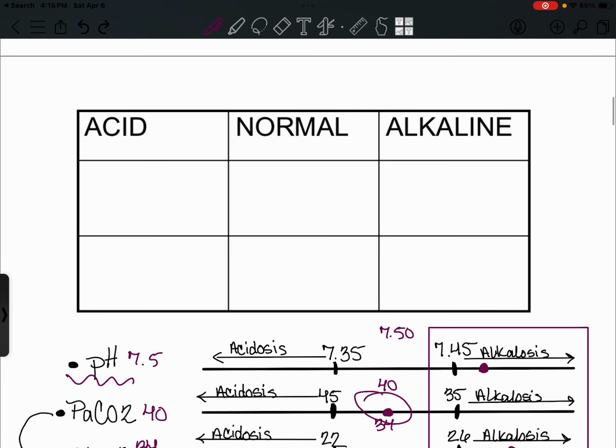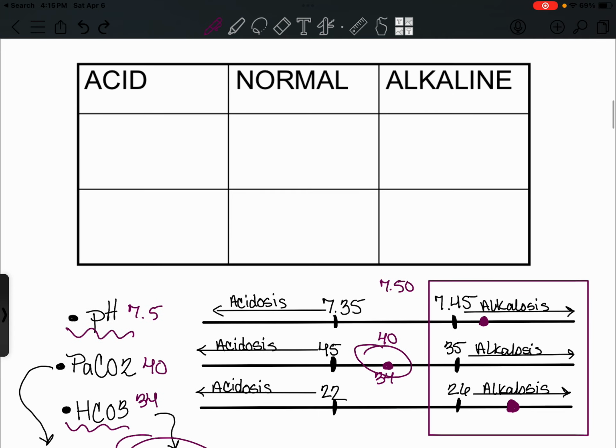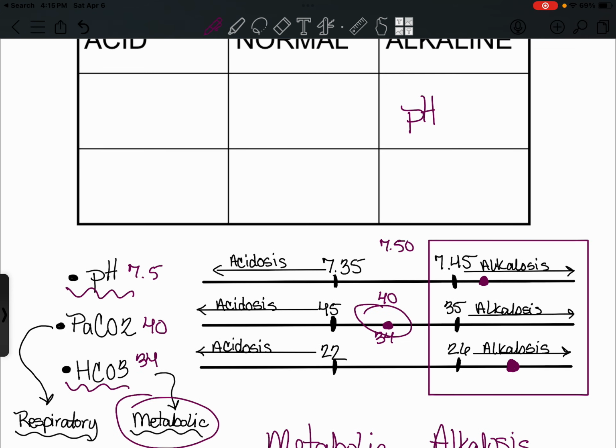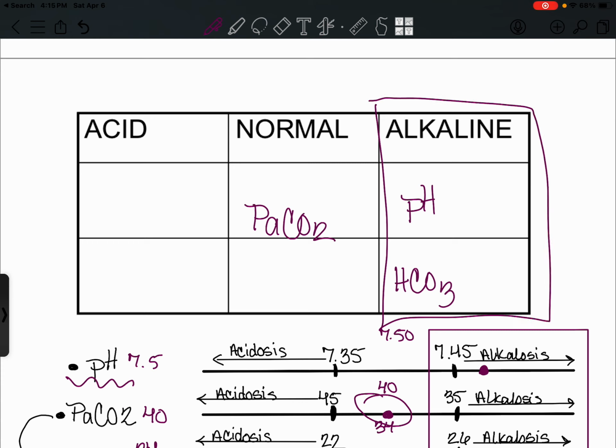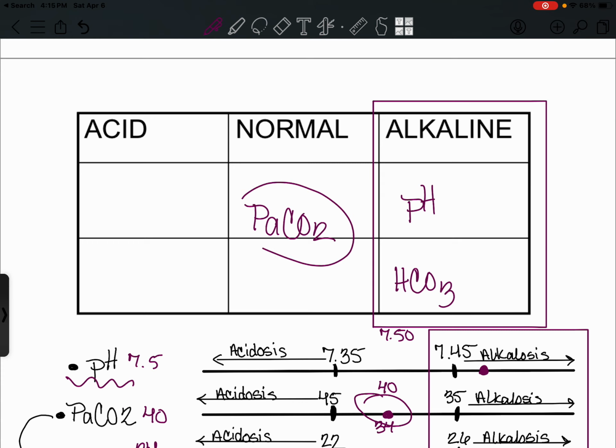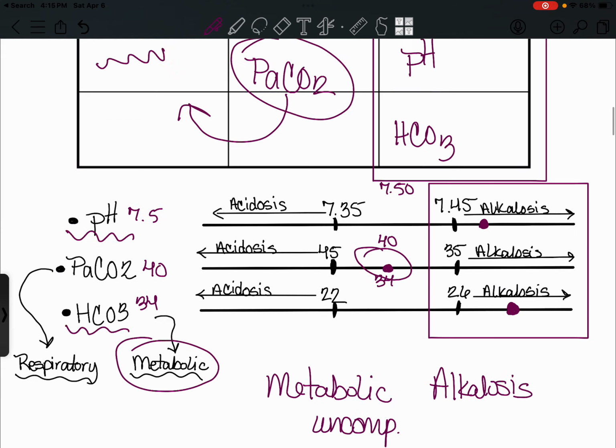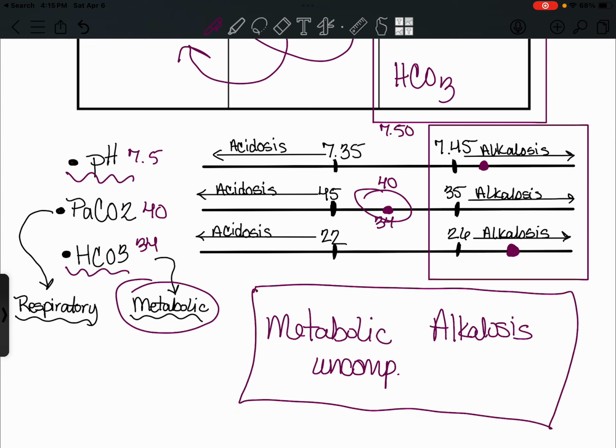So if I put it up here on the tic-tac-toe, my pH is going to be in the alkalosis, and then my PaCO2 is in the middle, while my HCO3 is alkalosis. So here you have your alkaline, which is on the side, you have your 2, but this is normal, so it's not compensated because it's not doing anything. But if this PaCO2 was over here in the acidosis, then that would mean it would be partially compensated. So this problem is metabolic alkalosis that is not compensated.